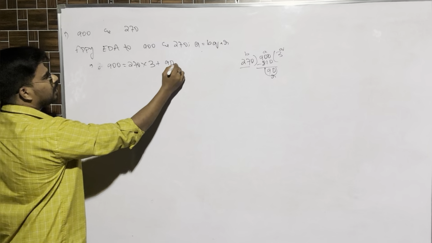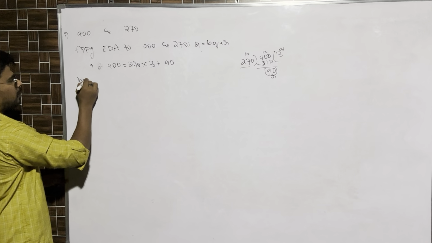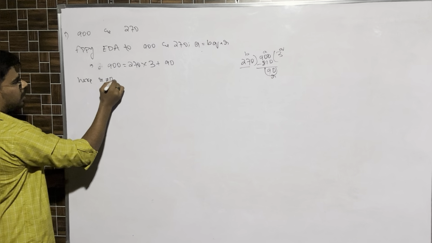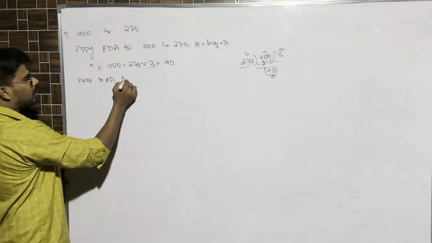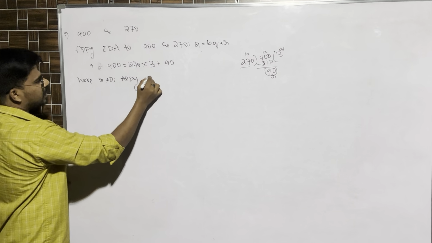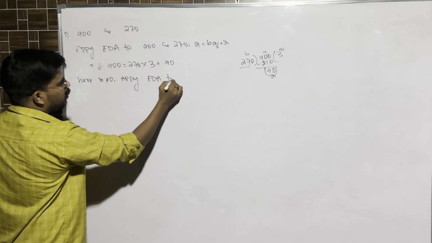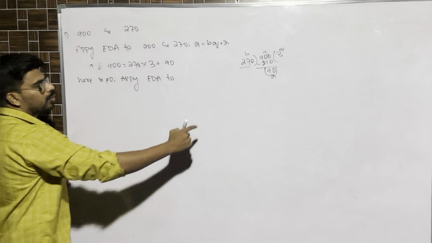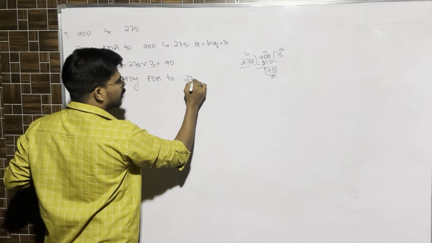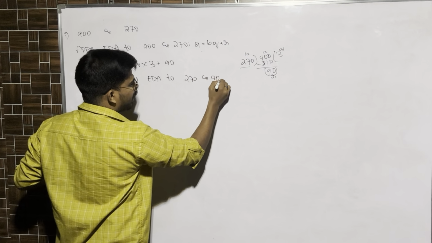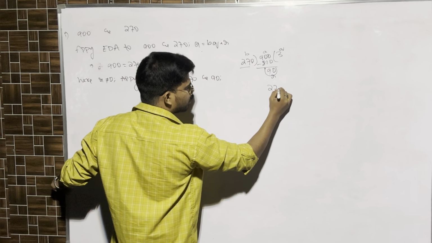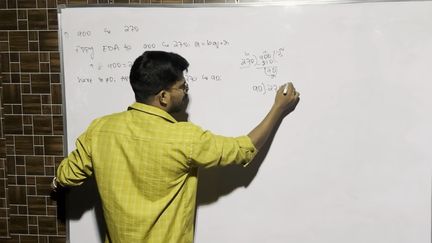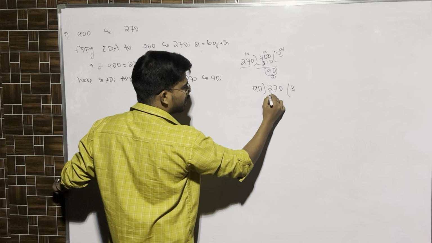Here R is not equal to 0. Is R equal to 0? No. So that's why here R is not equal to 0. Applying Euclid's division algorithm to what two numbers? 270 and 90. Again 270 and 90. 270 divided by 90. 9 3s are 27.